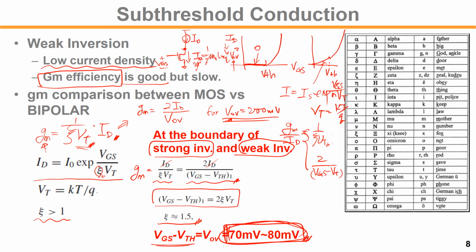So if you want to have strong inversion, try to make sure the overdrive voltage is greater than 100 millivolt or something. But if you like the GM efficiency, with a small current, say to maximize the GM out of a fixed current, then you will design for the subthreshold or weak inversion, so around 100.